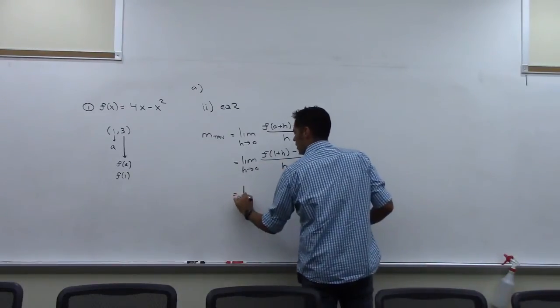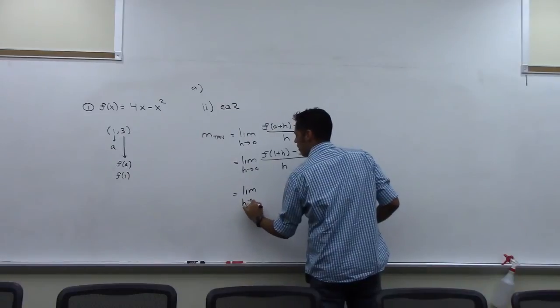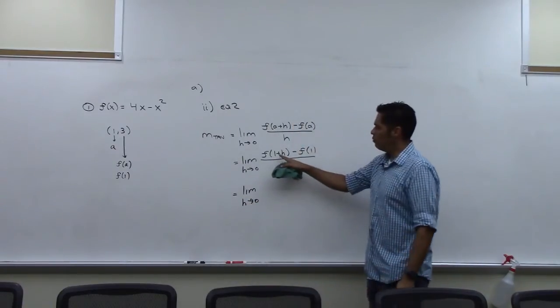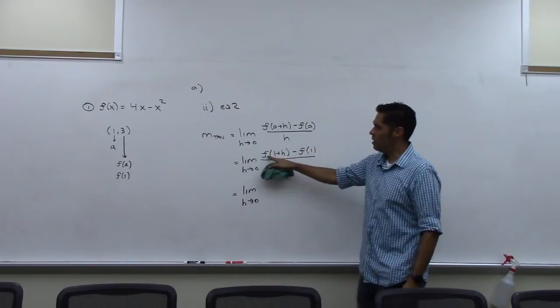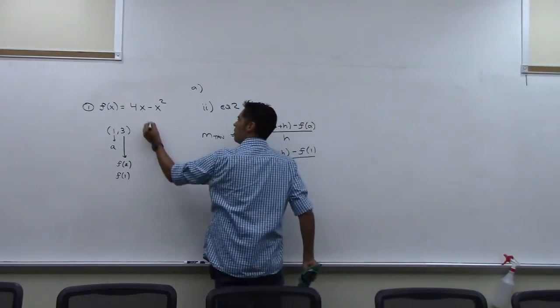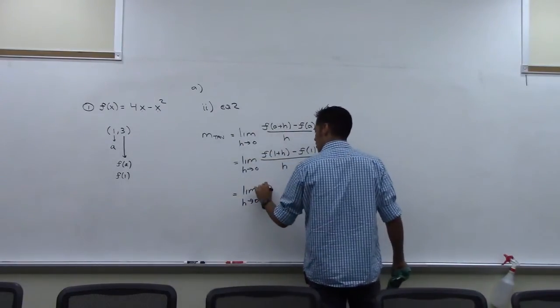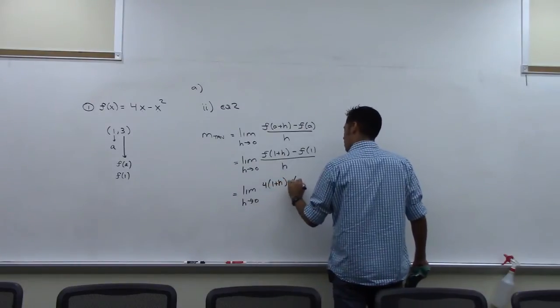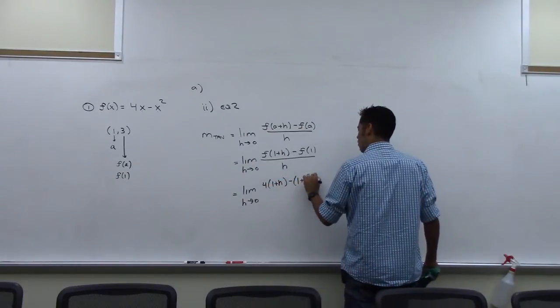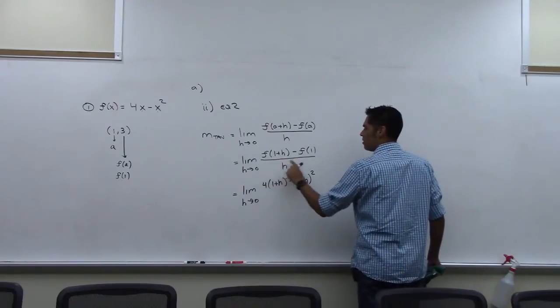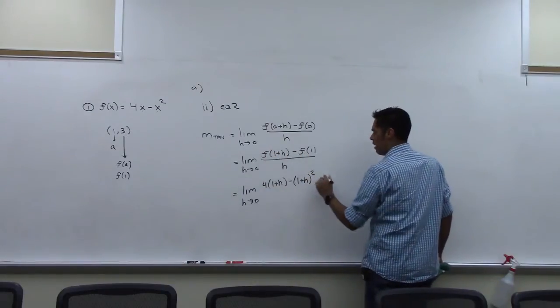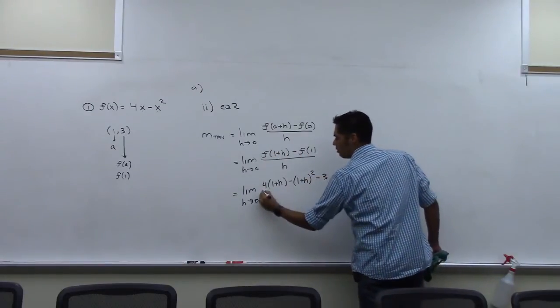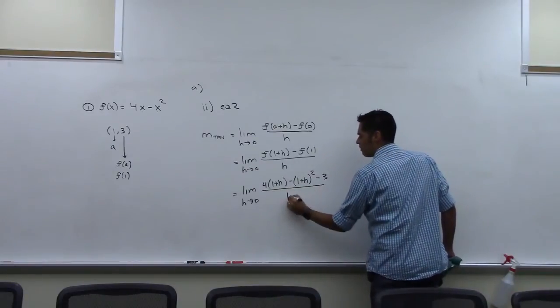Now we do the limit as h goes to 0. All right, 1 plus h gets plugged into the function f. So I replace this with 1 plus h and that with 1 plus h. So I have 4 times 1 plus h, minus 1 plus h, that quantity squared. That's this. Minus f of 1, we already know f of 1 is 3, all over h.